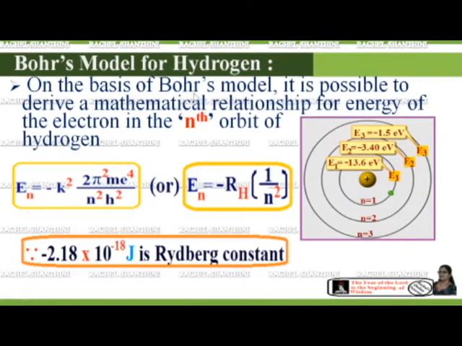On the basis of Bohr's model, it is possible to derive a mathematical relationship for energy of the electron in the nth orbit of hydrogen. It is given by the expression En is equal to minus k square into 2 pi square m e to the power of 4 upon n square h square, or we can write this expression as En is equal to minus Rh into 1 upon n square, where Rh is the Rydberg constant.